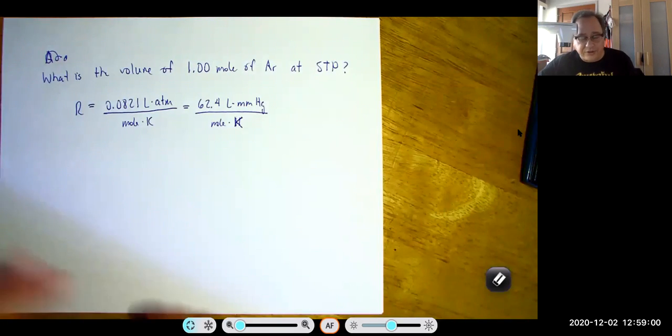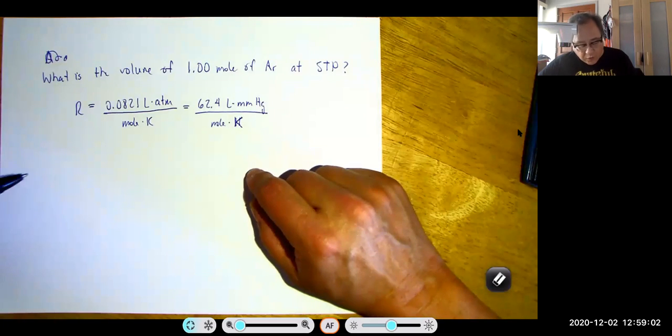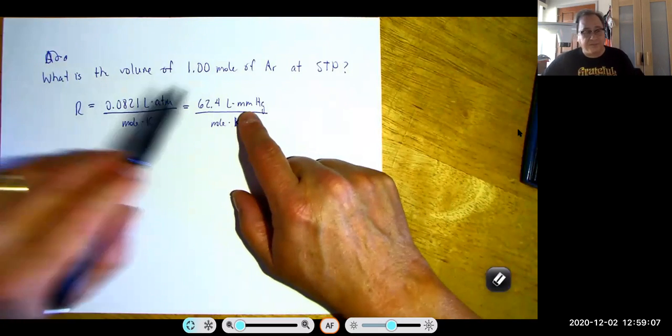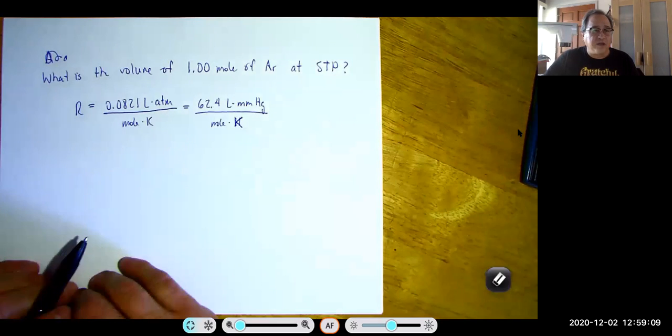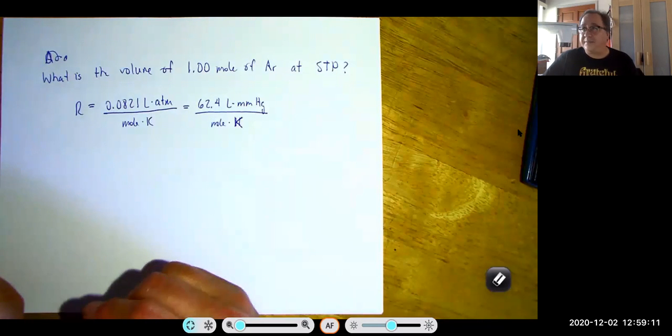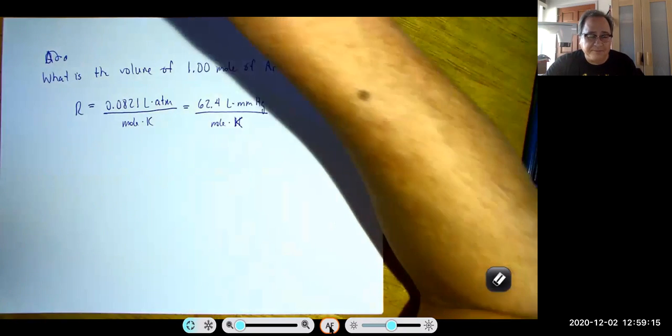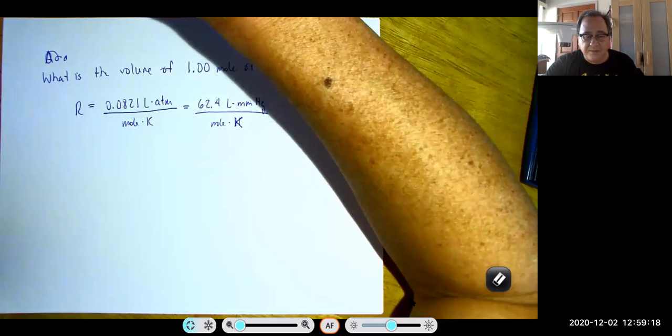So which one do you use? And the answer is, if you're working in atmospheres, use this one. If you're working in millimeters of mercury, use this one. So what is the volume of 1 mole of argon at STP? Go ahead and solve this. When you've solved it, give me a thumbs up. And I'm going to pause the recording.